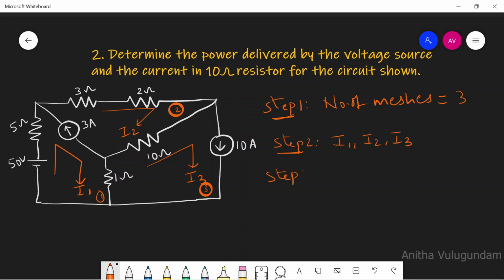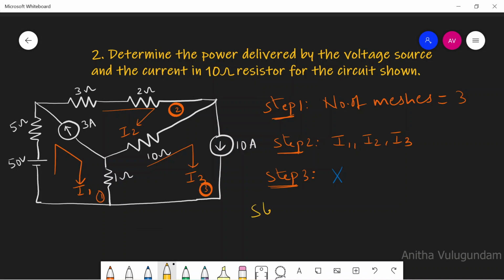Step 3. Identify the mesh which does not contain any current source. Let us see here. This is mesh 1. It is containing a current source. Mesh 2, it is containing a current source. Mesh 3, it is containing a current source. So we could not identify any mesh which does not contain any current source. So we can skip step 3.